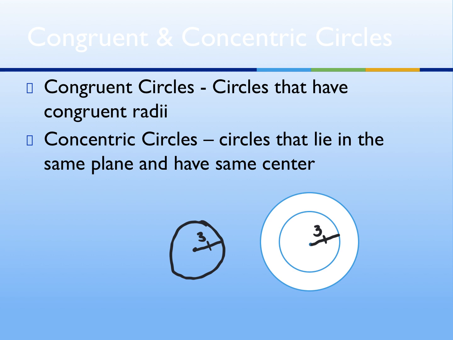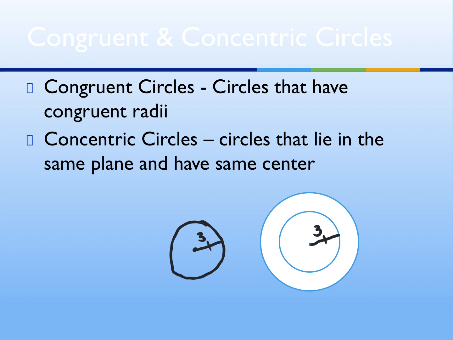Concentric circles are circles that lie in the same plane and they have the same center. So for example, do you see the two circles on the right-hand side? Do you agree that they both share the same center? Yes. These two circles, although they're not the same size, they are concentric, okay? Now, are those two circles congruent? No. The answer is no. Why not? Different sizes. Very good, okay? So you can be concentric and not congruent.